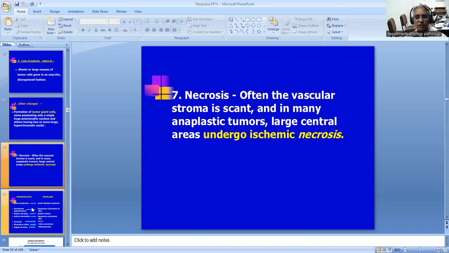Necrosis. Necrosis is also one of the important features of malignancy. Often the vascular stroma is scanty, and many anaplastic tumors have large central areas undergoing ischemic necrosis. So necrosis is many a time a feature of malignancy.